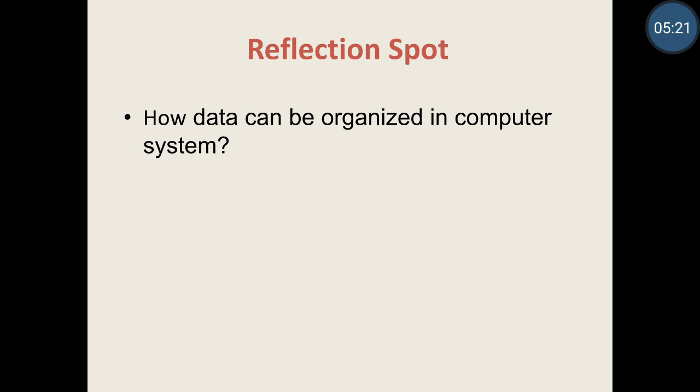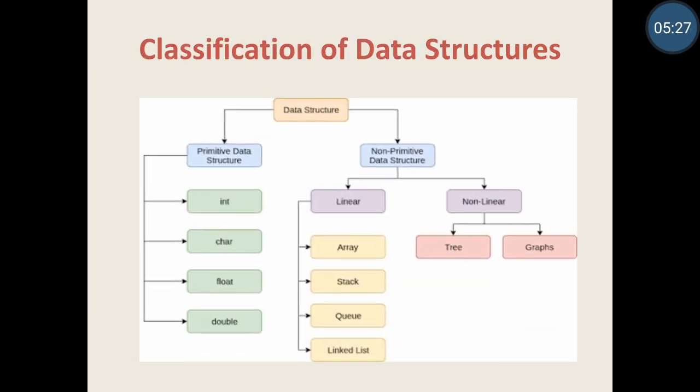I think you are finished with the task. Now what is next? Classification. Classification of data structure. Data structure is broadly classified into two types: primitive data structure and non-primitive data structure.